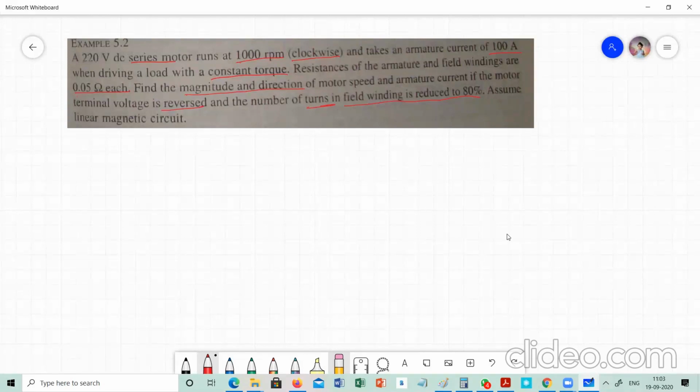It means if the number of turns is reduced to 80%, then the flux produced by that winding is also reduced to 80%. If the number of turns is 100 and suppose the flux produced by the windings is 1 weber, and if the number of turns is reduced to 80%, then what does it mean?